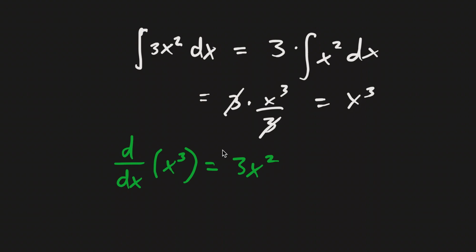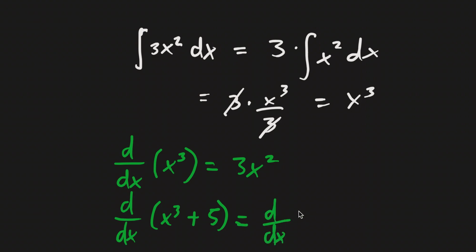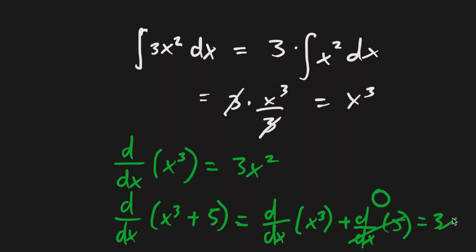The thing that we need to consider is that if we found the derivative of x to the third power plus, let's say, 5, this is going to be equal to, when we use the sum rule of differentiation, we can split this into d by dx of x to the third power plus d by dx of just 5, which is equal to 3x squared plus, so this is actually just 0, right? We know that this is 0 because the derivative of a constant is just 0, so this is just going to be 3x squared. So notice that the derivative of this is also equal to 3x squared.